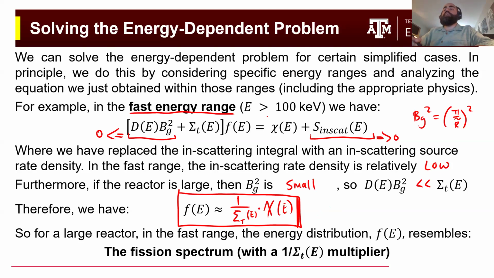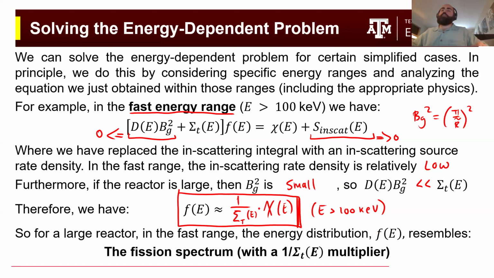So recall that this is only for E over 100 keV. But notice that this actually agrees with what we were seeing in our phi of E plot, right? At high energies, when the energy is above 100 keV, our energy distribution basically looks like the fission spectrum, and it just has a multiplier of 1 over sigma total.